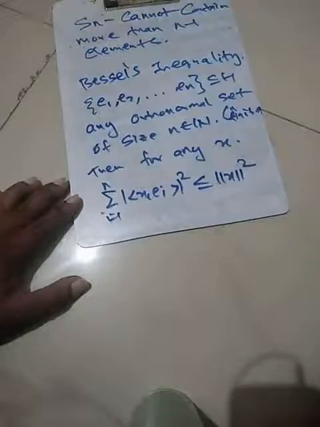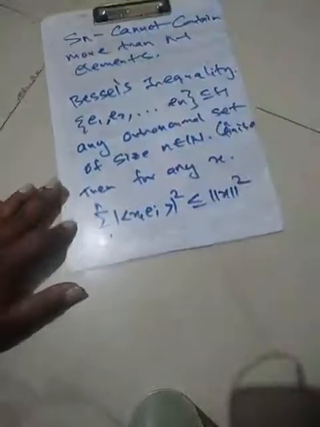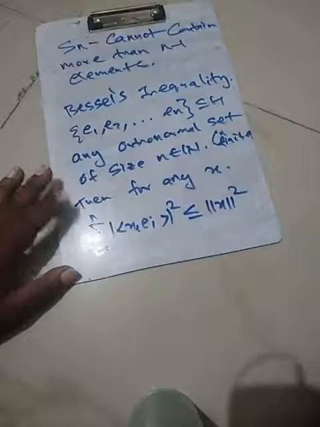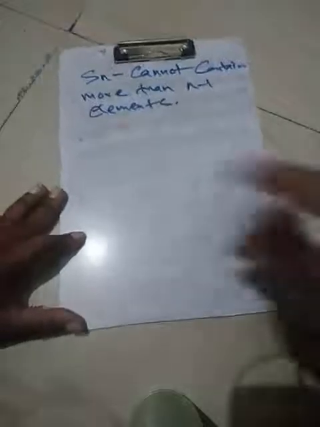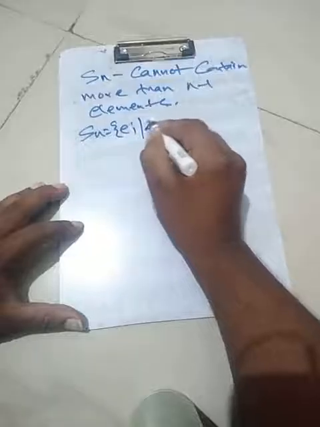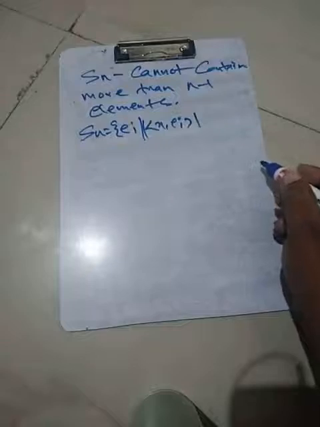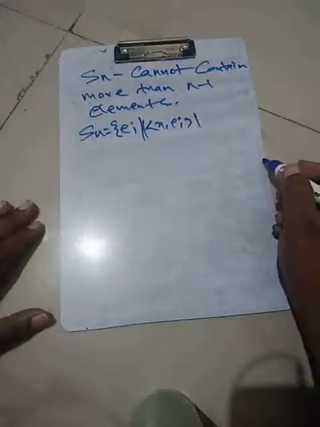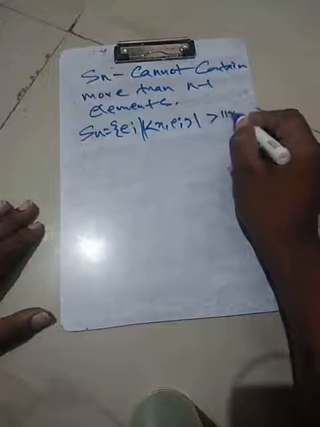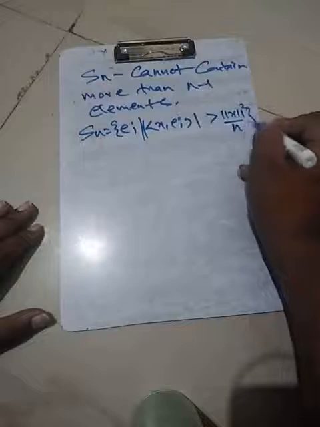So we'll use this fact. The point is that we'll look at any n orthonormal vectors from the Hilbert space. Now what is S_n? S_n as a set is the collection of those e_i such that the absolute value of the inner product of x with e_i, squared, is strictly greater than the norm of x squared divided by n.